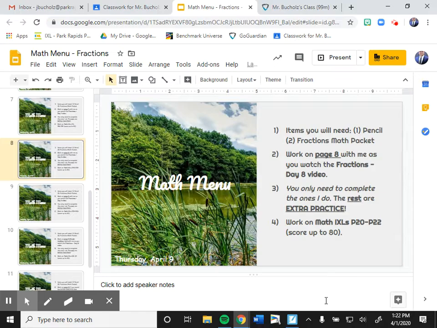Our learning goal today is: I can compare and order mixed numbers. So today we're working on putting mixed numbers in order from either least to greatest or greatest to least. We're working on which one's greater and which one's less than.